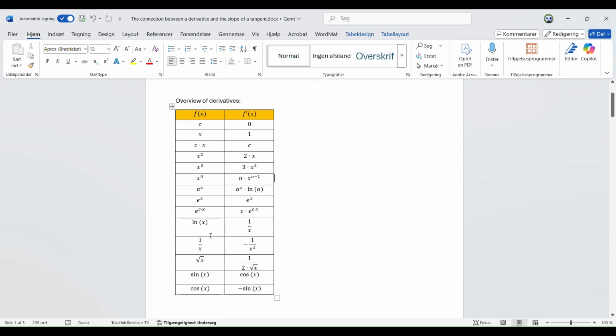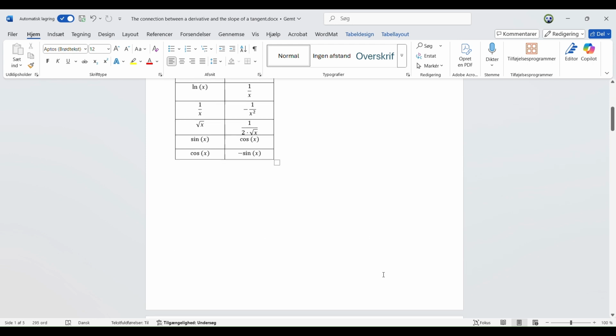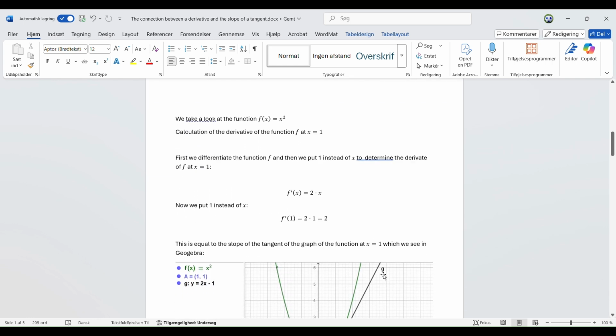On our left side we've got our functions, and on the right side we've got our first order derivatives. If we've got a constant function, for example, then the first order derivative would be equal to 0. That way we can see all the first order derivatives of our functions on the left side. We have to use that for our examples down below. So let's have a look at the first example.